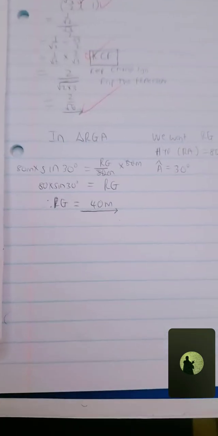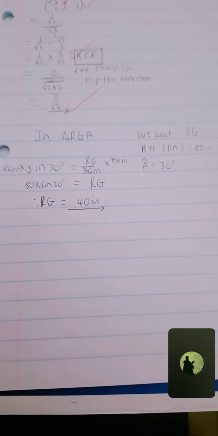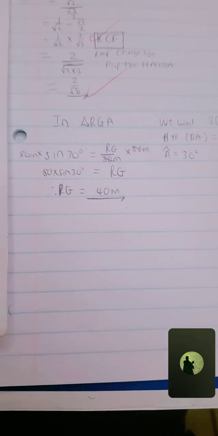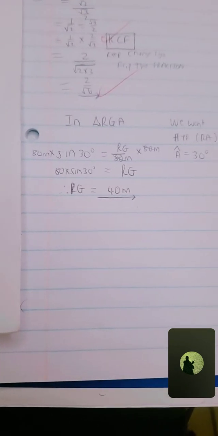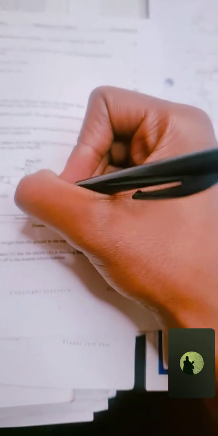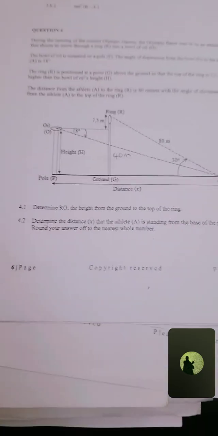Please, if there's an SI unit, we ensure that our answer reflects the given SI unit. But if there wasn't any SI unit, then we'd go ahead and say 40 units, as a representation of the length of the side. Once we have that, you go ahead and update your diagram, because that means you have 40 meters, which is the entire length of RG.